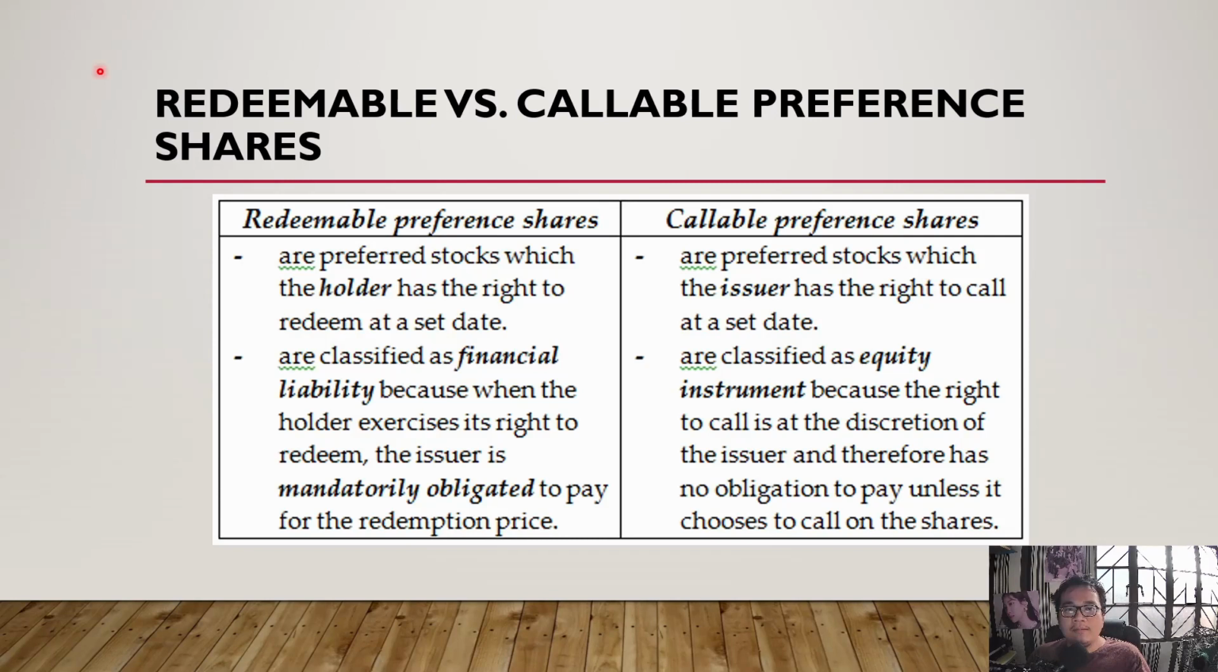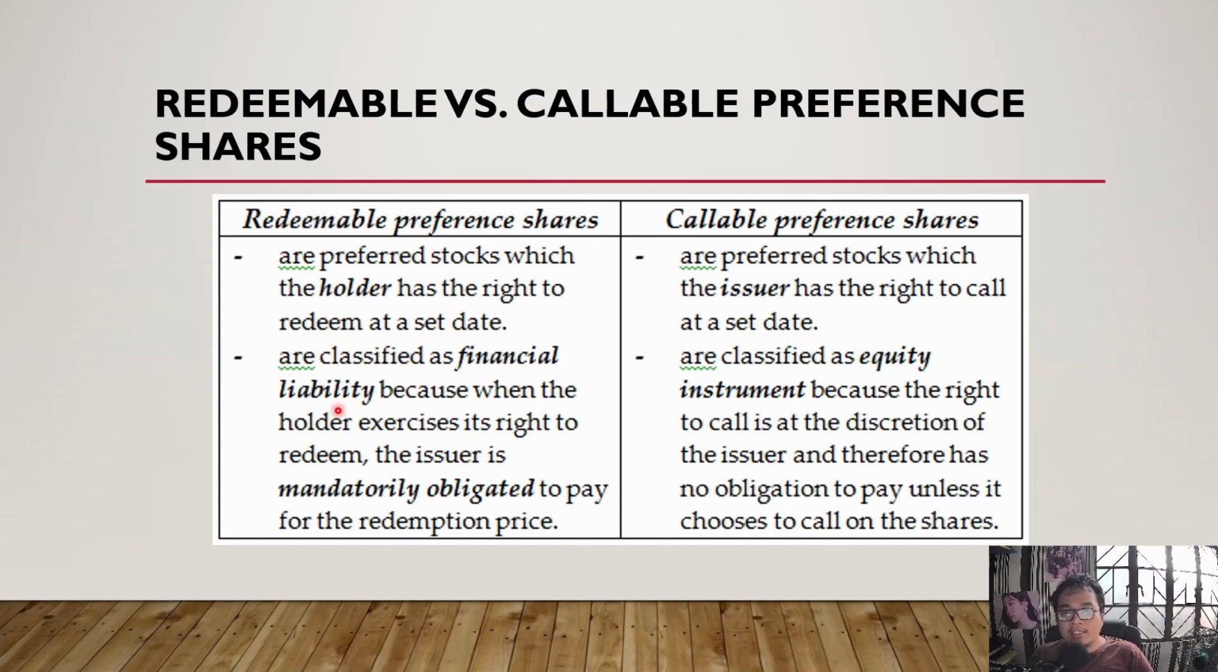Ito, magkaiba to sila. Pero yung redeemable na pag-usapan natin kanina, di ba? Kanina pa, financial liability siya. So, itong redeemable preference share, these are preferred stocks. O, preference shares to sila. Pangalan pa lang eh. Which the holder has the right to redeem at a set date. These are classified as financial liability. Bakit? Because when the holder exercises its rights to redeem, the issuer, the entity yung nag-issue ng share na yan, yung company, is mandatorily obligated to pay for the redemption price. So dito, kaya siya naging financial liability kasi si holder has the right to redeem at a set date.